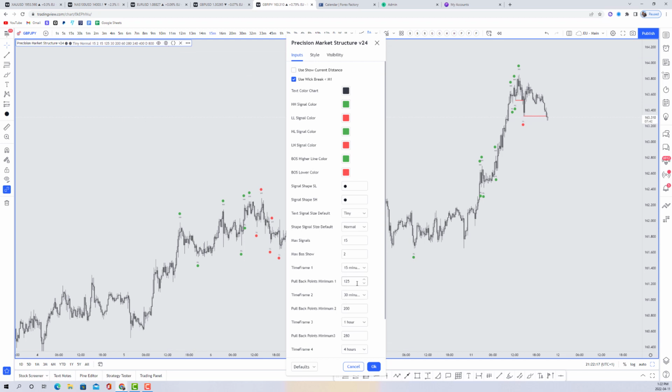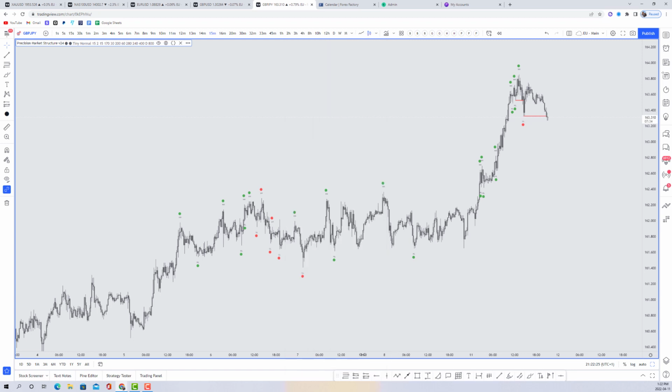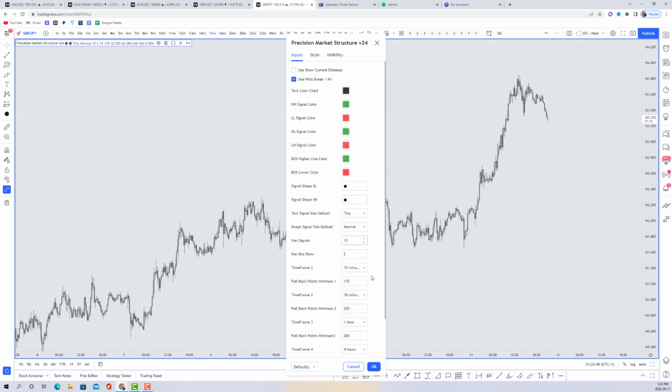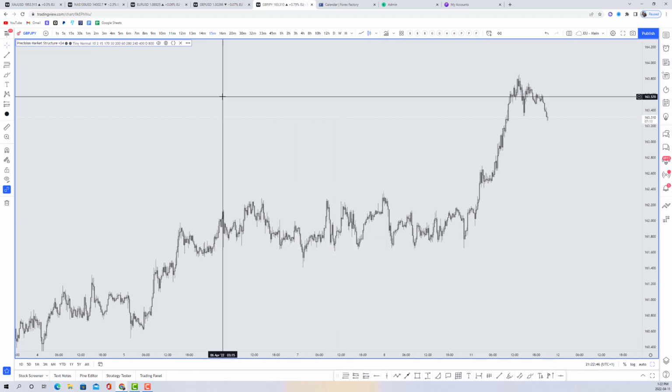Now, with GJ, since it moves even more than GU, I'm actually going to go a little bit above what we went on GU. And the reason being is, again, you want that balance between not enough structure and too much structure, and you want to find yourself somewhere in the middle if possible. I actually know what happened here. Two seconds. I might have too many signals going here.